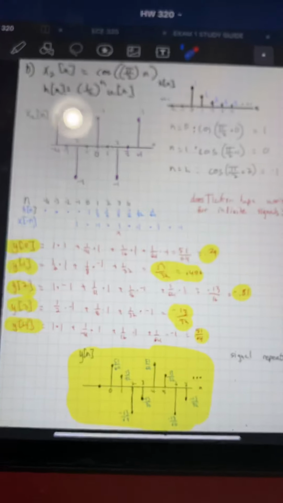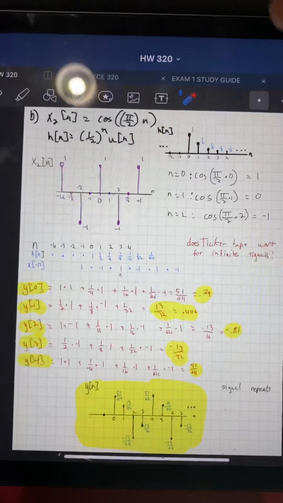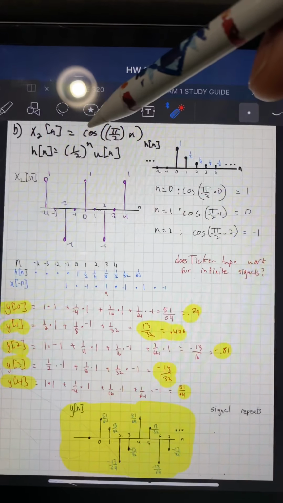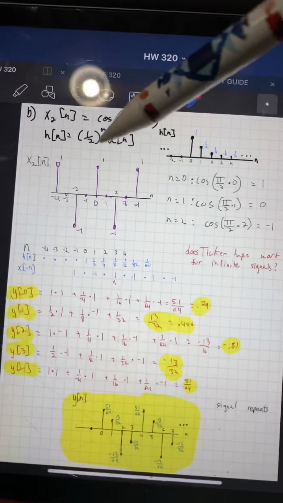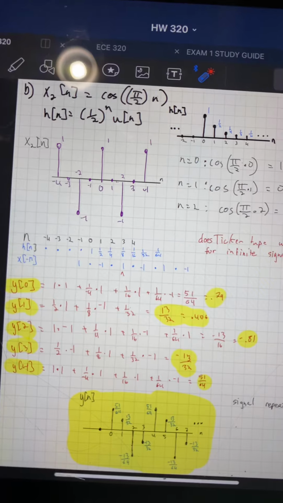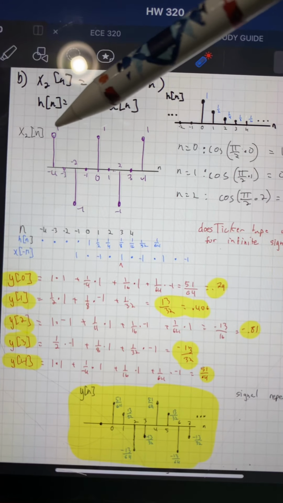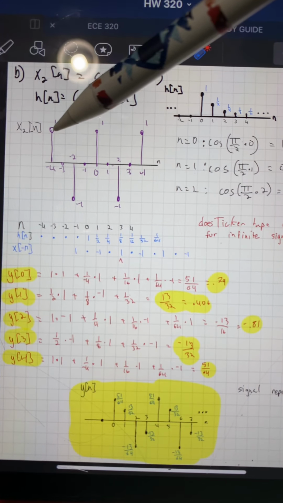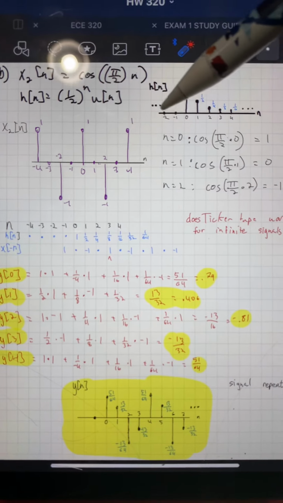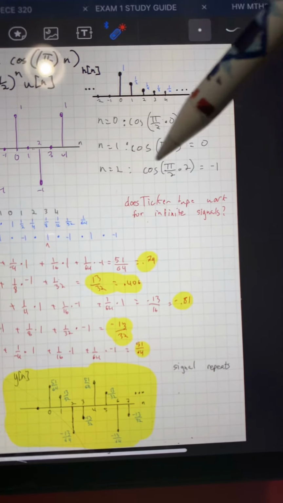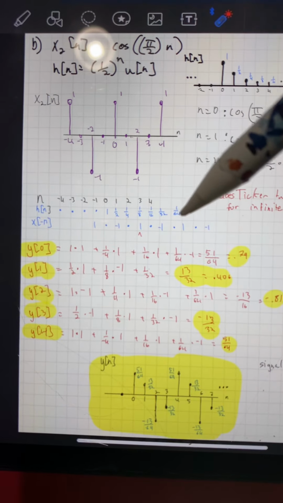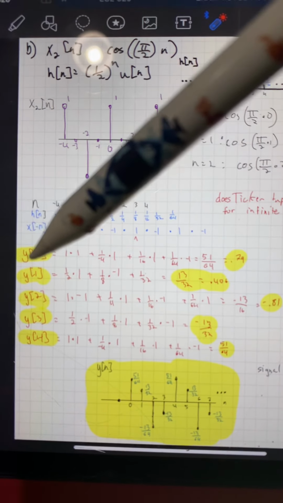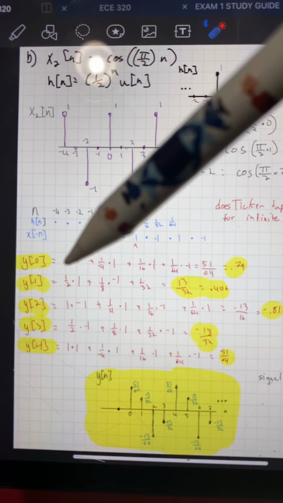So for our second equation, we have x sub 2 of n, cosine pi over 2 n, with the same impulse response. And the same thing again, I graphed x sub 2 of n, and this is what it looks like by just finding out what our values are. Then we do the same ticker tape method and find out what our y values are.